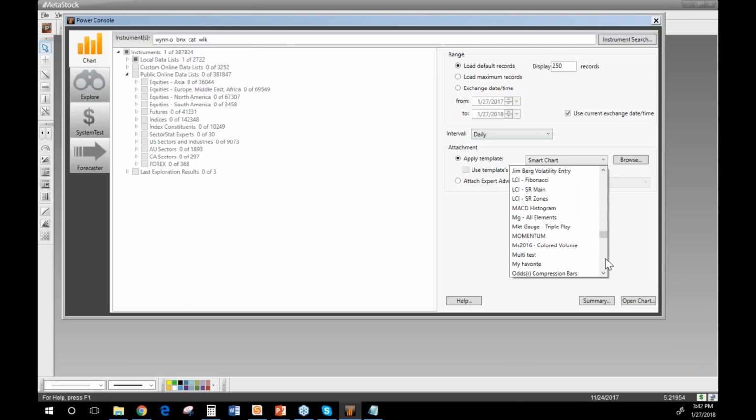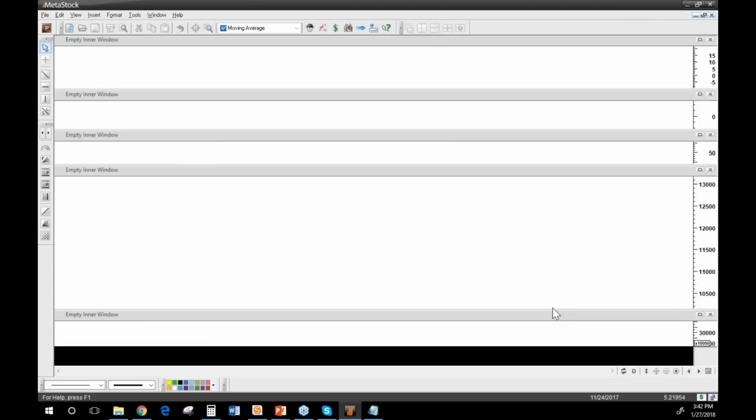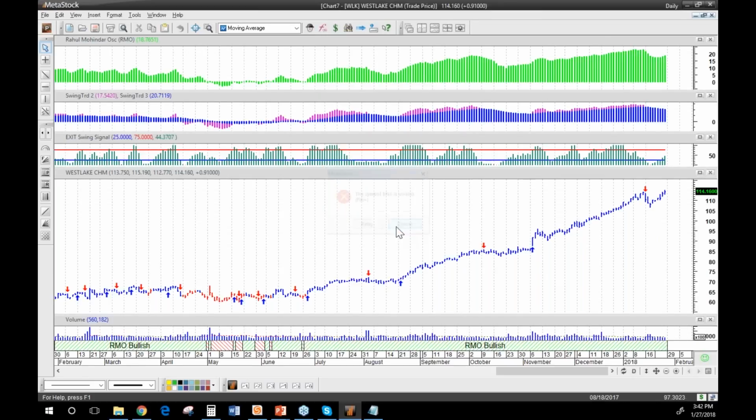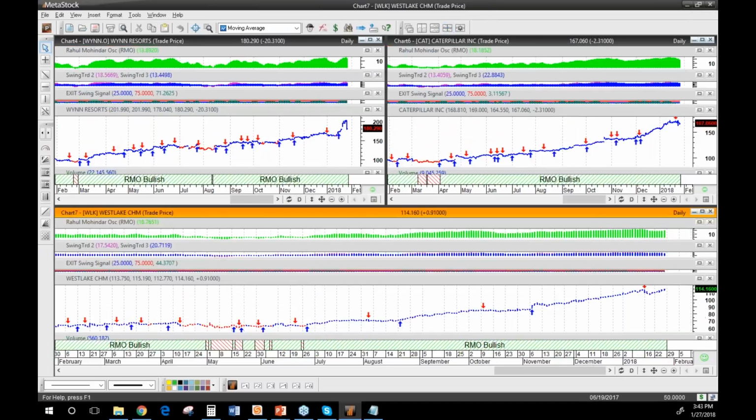So I'm going to come down here and find the ARMO trade model. I'm going to go ahead and open these charts. We'll pull in the data. Looks like I did get a bad symbol in here, so I'm just going to cancel that request. But we should be able to see the 3 that worked. I maybe just typed in that other symbol incorrectly. So we've got Westlake Chemical, Wynn Resorts, and Caterpillar here.